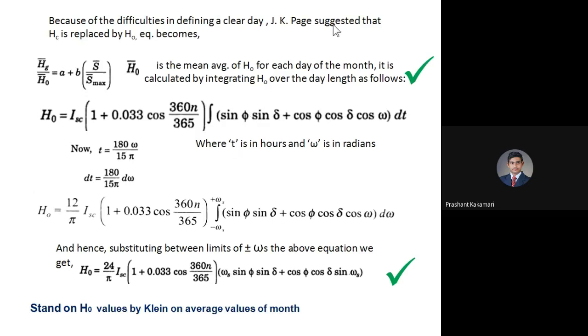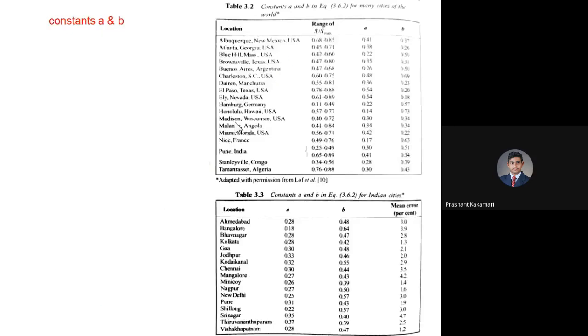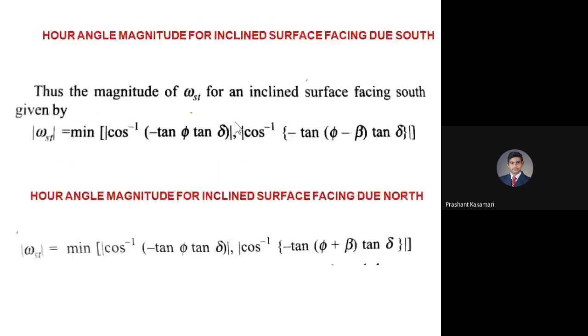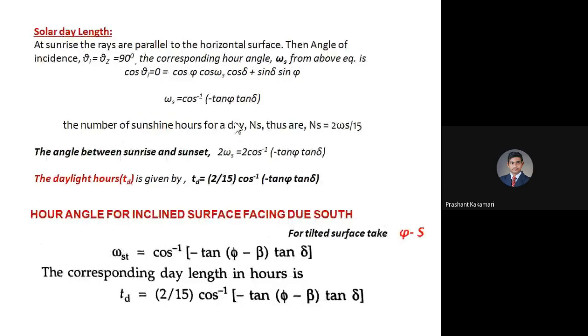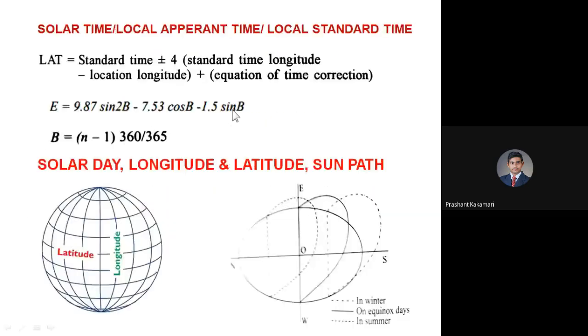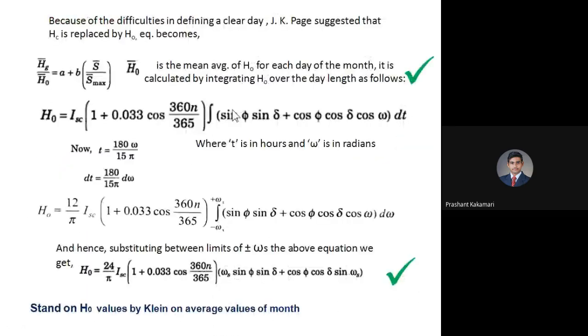And in this hour angle, cos omega s, earlier you have seen we write omega s equal to cos inverse of sin phi sin delta by cos phi cos delta, which is nothing but minus tan delta tan phi. So just recall this equation once again. The omega s equation was written as cos inverse of minus tan phi tan delta at the top. Similarly, the same equation is also written here, no change.